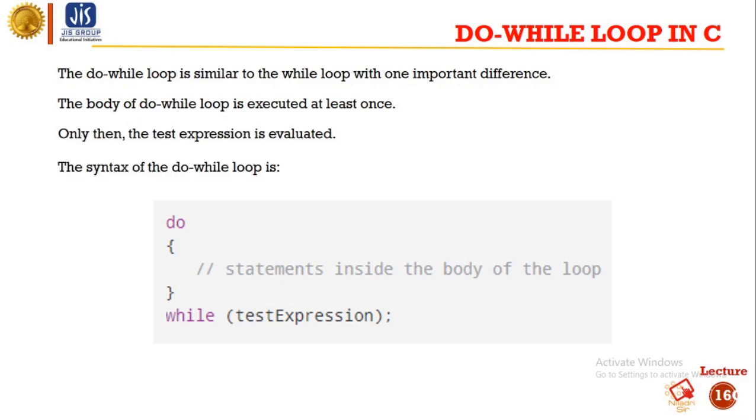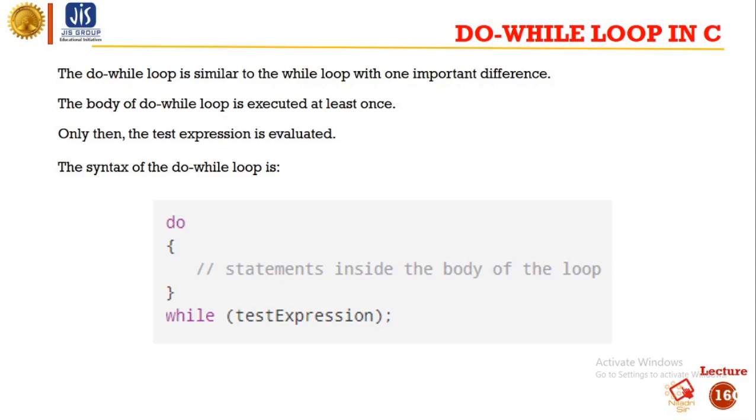So the syntax, as you have seen, these are the syntax. So I can say that a do while loop is basically similar to the while loop, except that the condition is always executed after the body of a loop. So that is why it is called an exit control loop.